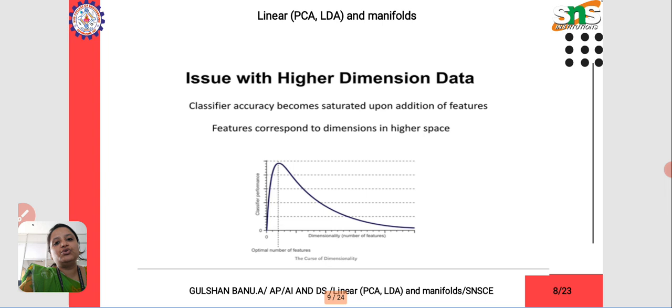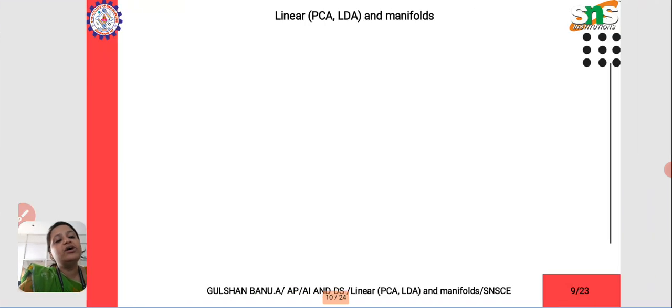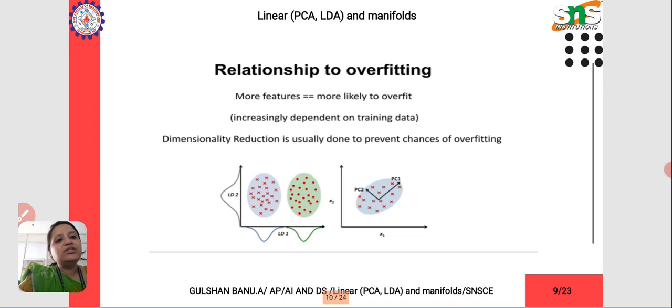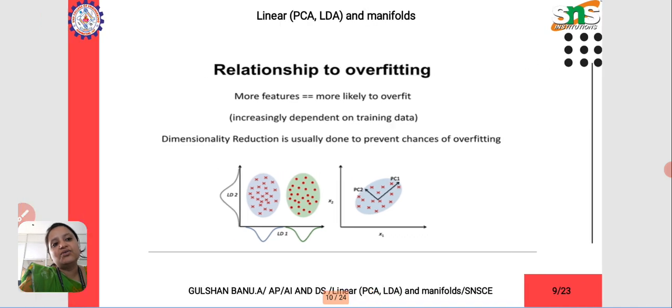So what is the issue with high dimensional data? Classification accuracy becomes saturated upon addition of features, and the features corresponding to dimensions are actually very high over here. Now what is the relationship to overfitting? Overfitting is nothing but you have to include more and more images. We will be including more and more images in the same process, so more features is equal to more likely to overfit. Dimensionality reduction is usually done to reduce the chances of overfitting.